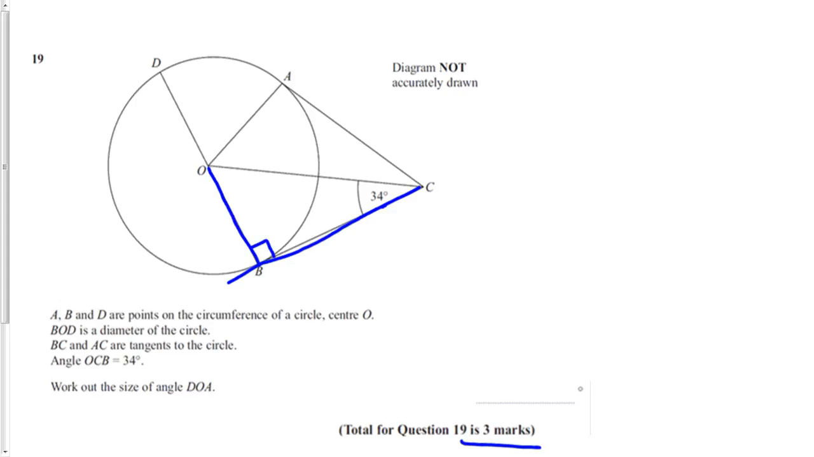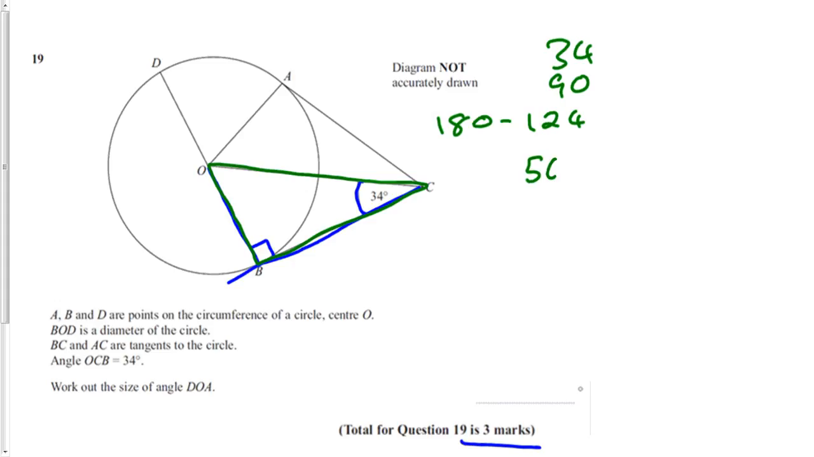So if we know this is a right angle, and this here is 34 degrees, then we've got a triangle here. And one thing that we should know is that angles in a triangle add up to 180. So 34 plus 90 degrees equals 124. If we take 124 away from 180, we end up with 56 degrees. So this angle here is 56 degrees. Exactly the same, we should know that if this is 34 degrees here, this one's going to be 34 degrees. This is also going to be a right angle, so using exactly the same maths, this is 56 degrees as well.